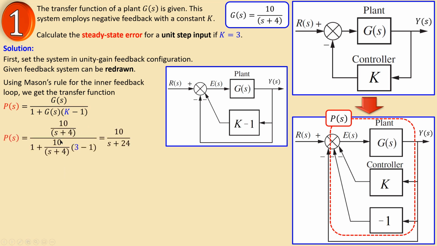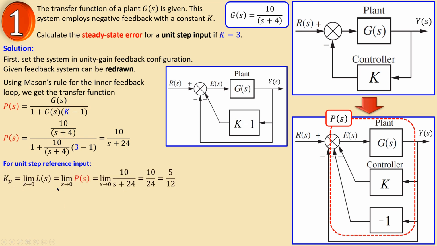Now you just substitute the values for the plant and the rest. For the K also, you will have 10 over S plus 24. So again, remember it is not G times K as your loop gain for the steady state error calculations. It is using this approach. Now for the unit step reference input, that's actually what is here. I can use this static error constant formula, again P as my loop transfer function. I substitute everything in here for S equal to 0, which will be 10 over 24 or 5 over 12.